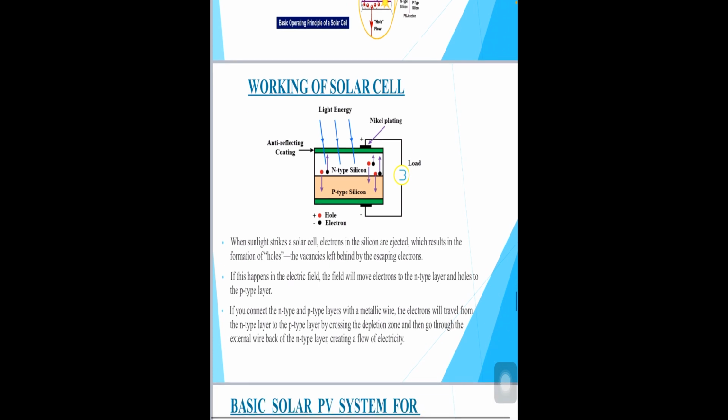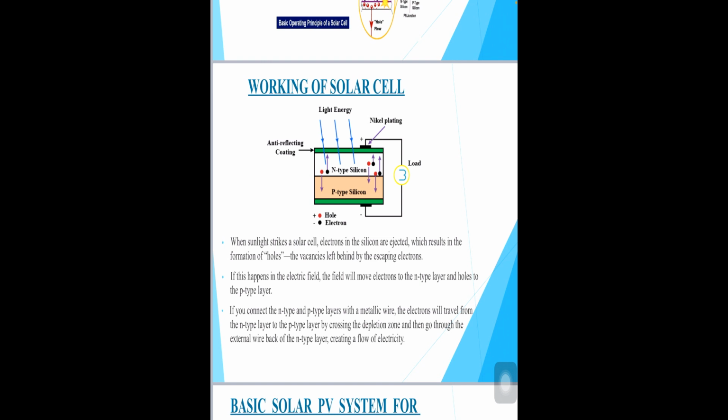Now whenever the sunlight strikes a solar cell, electrons in the silicon are ejected, which results in the formation of holes, which are the vacancies left behind by the escaping electrons. Whenever this happens, the electric field will move the electrons to the N-type layer and the holes to the P-type layer.